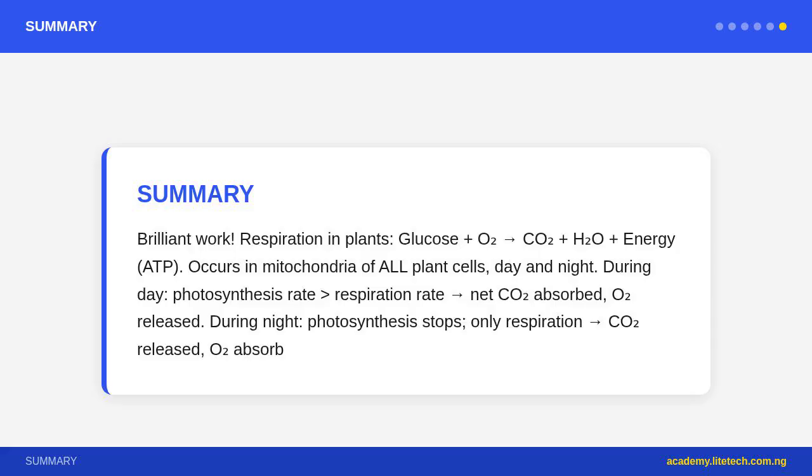Brilliant work. Respiration in plants: glucose plus O2 yields CO2 plus H2O plus energy, ATP. It occurs in mitochondria of all plant cells, day and night. During the day, photosynthesis rate exceeds respiration rate, net CO2 absorbed, O2 released. During night, photosynthesis stops, only respiration, CO2 released, O2 absorbed. Anaerobic respiration: glucose yields ethanol plus CO2 plus a little energy, used in fermentation, bread, pito, burukutu, gari processing, palm wine. Photosynthesis versus respiration: photosynthesis in chloroplasts, light only; respiration in mitochondria, always.